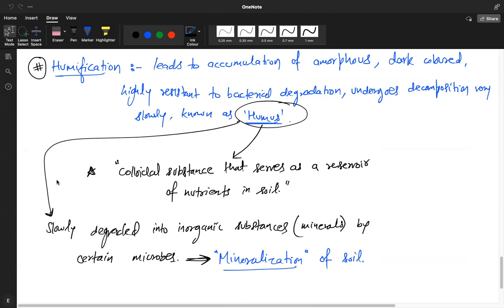So this slow addition of inorganic substances, which are known as minerals, okay, to the soil is done by certain microbes. These microbes act on humus in a very long run, not very fast. And this process where minerals are added to the soil is called mineralization of soil. So humification and mineralization go hand in hand. Okay, one is the reason for the other.